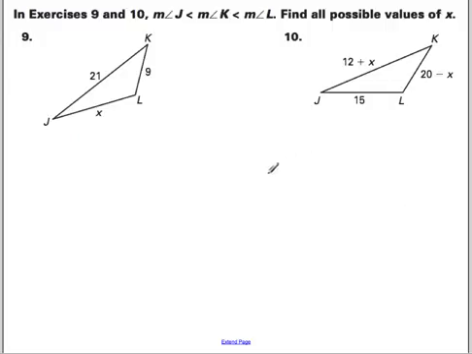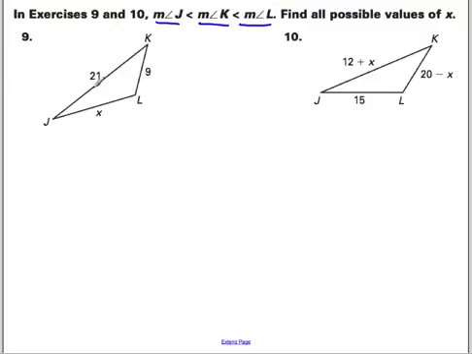The next exercise is actually really pretty tough. I think this is tough. I kind of got stumped just a little bit doing this, probably just because I wasn't thinking the way I should have been. But here's the idea. This stuff is going to limit what's going on. It basically tells us that the measure of angle L is going to be the biggest, K is going to be the middle, and J is going to be on the end.